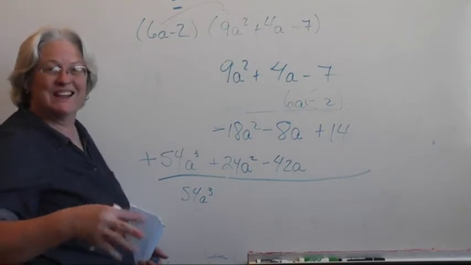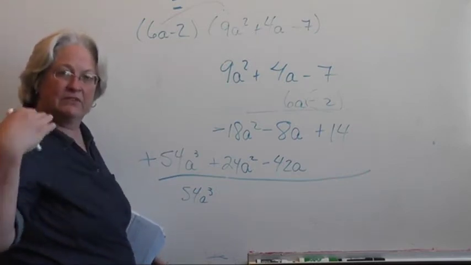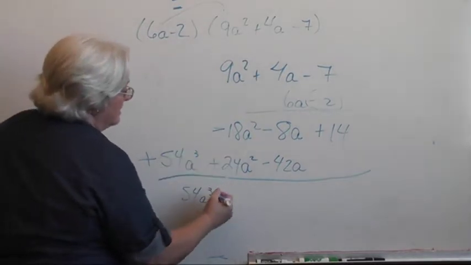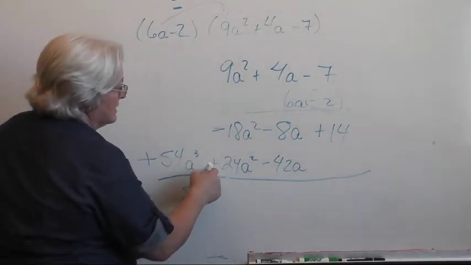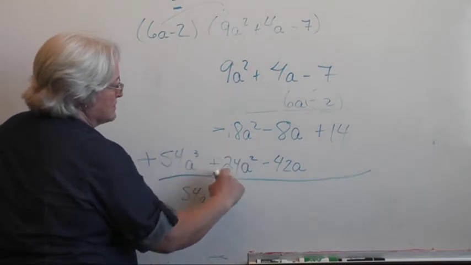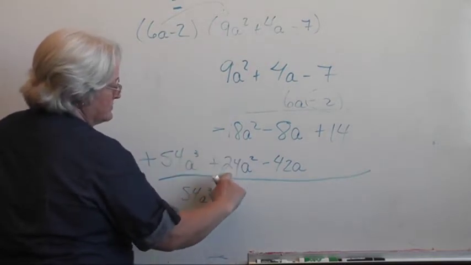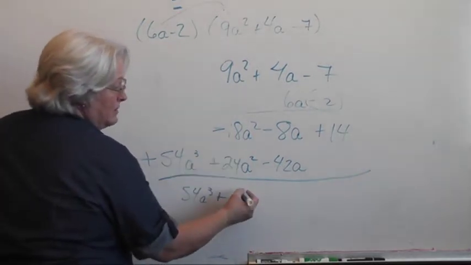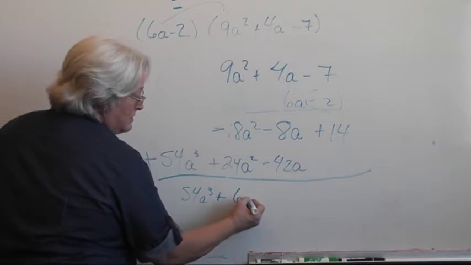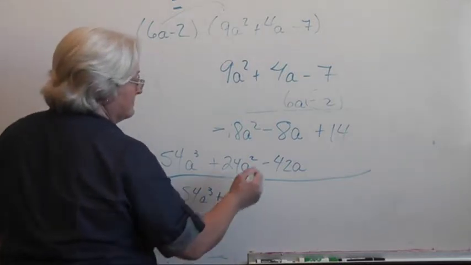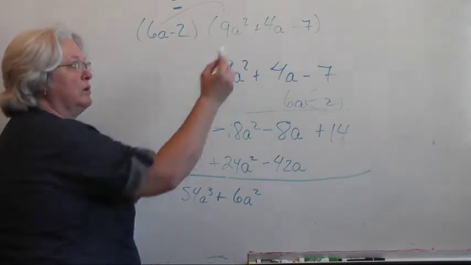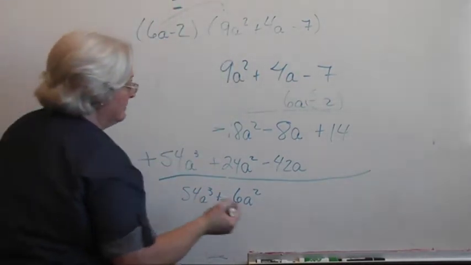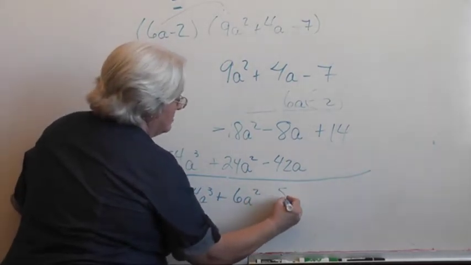It's actually the absolute value, but you don't have to think in that complicated of a fashion. You say 24 minus 18 is 6, and we're going to use the sign that is in front of the larger number, the larger absolute value. So 24 is larger. So that becomes plus 6a squared. Negative 8 minus 42. You're already negative 8. You go 42 further negative, minus 50.